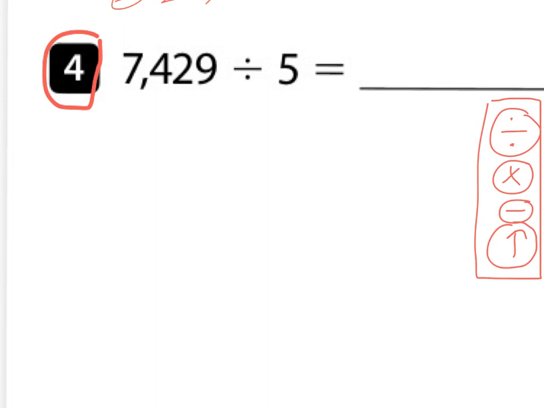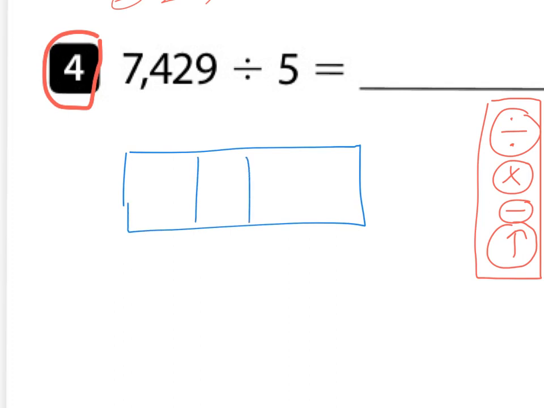All right, guys, number 4. We have 4 digits in our dividend. So we'll make 4 boxes and put our numbers in the top right of those boxes. Our divisor is 5. So our division process, divide, multiply, subtract, bring up.